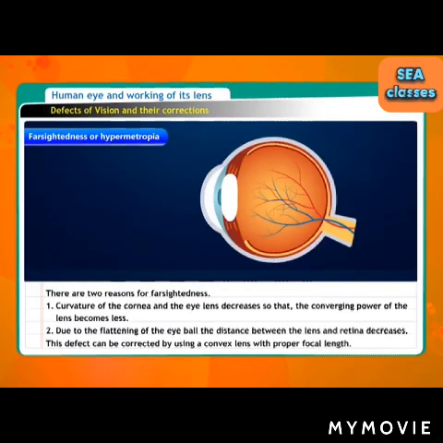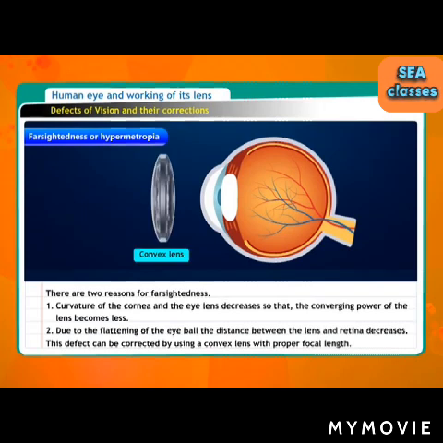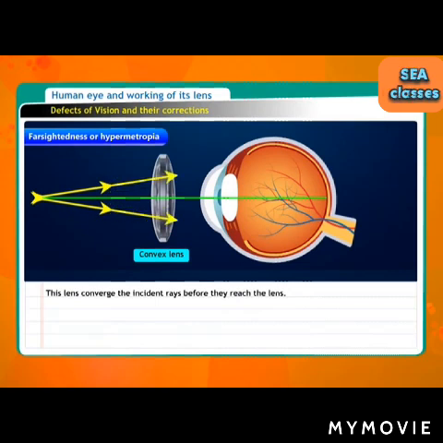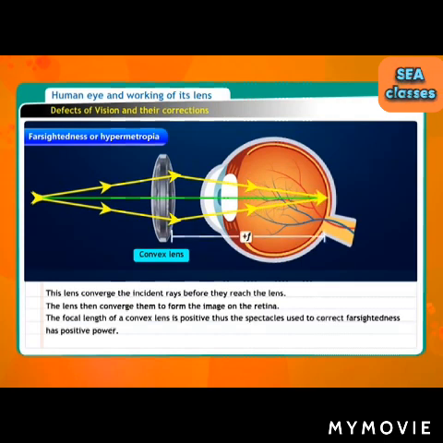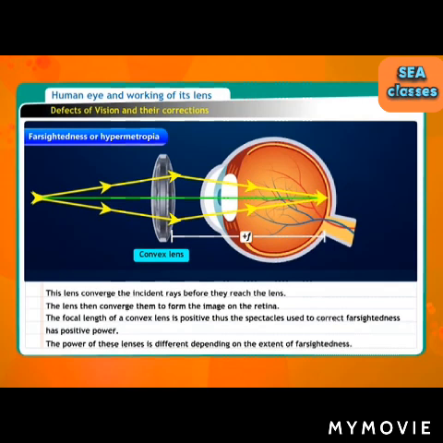This defect can be corrected by using a convex lens with proper focal length. This lens converges the incident rays before they reach the eye lens. The eye lens then converges them to form the image on the retina. The focal length of the convex lens is positive, thus the spectacles used to correct farsightedness have positive power. The power of these lenses is different depending on the extent of farsightedness.